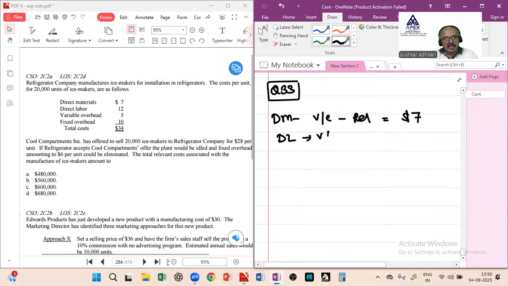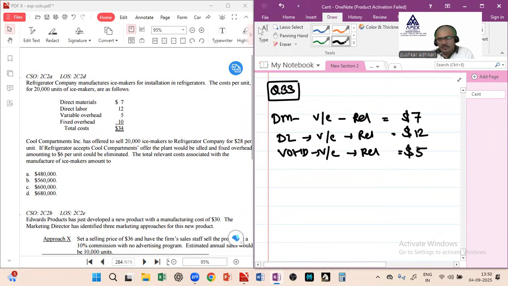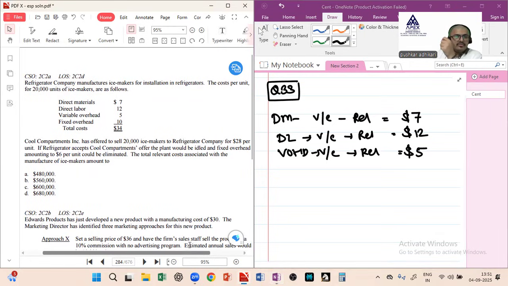Direct labor, again, it is a variable cost. It will have to be relevant. There is no other option. So that's another $12 of relevance. You have variable overhead, which is again a variable cost, which is relevant, which is another $5 of relevance. Now let's look at the next one. Fixed overheads. Generally considered to be irrelevant, but when it comes to fixed, only the avoidable aspect is relevant. The unavoidable can be absolutely ignored.